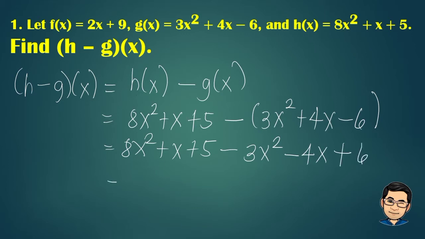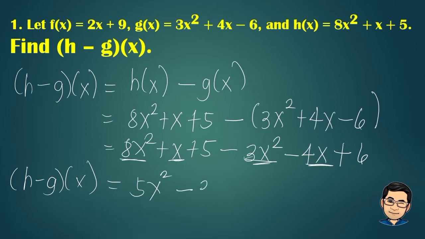And then, we combine like terms. 8x squared minus 3x squared, that is 5x squared. X minus 4x, that is negative 3x. 5 plus 6, that is 11. Okay? So, our final answer will be 5x squared minus 3x plus 11.